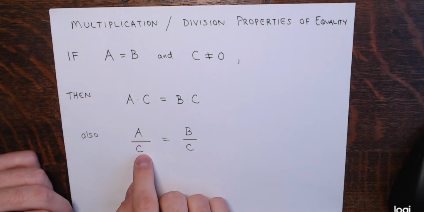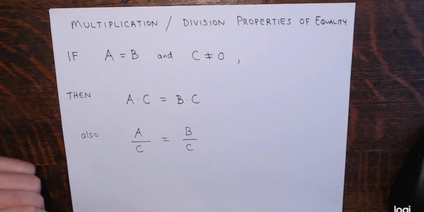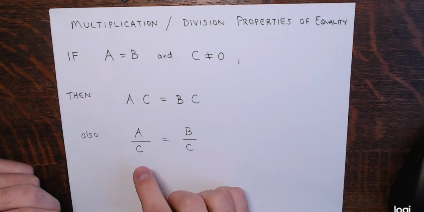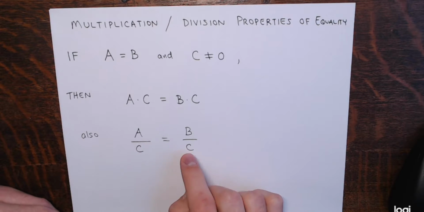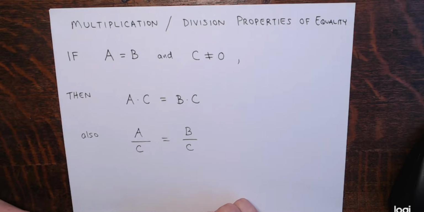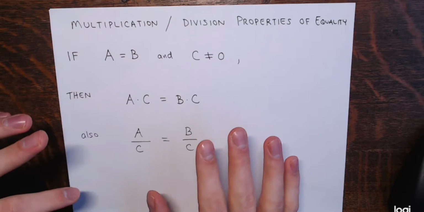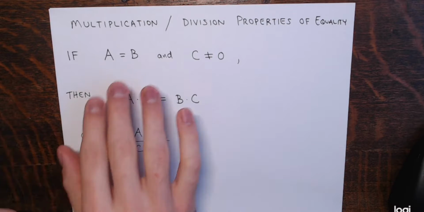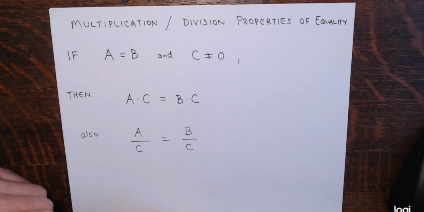Also, A divided by C would be equal to B divided by C, right? Dividing both sides by C. And again, you want C to not be 0, because dividing by 0 is undefined, right? That's not good. You can't divide by 0. And again, just like for the addition and subtraction, these properties are basically telling you if you have an equation and you do something to one side, you should be doing the same thing to the other side to keep the equality true.